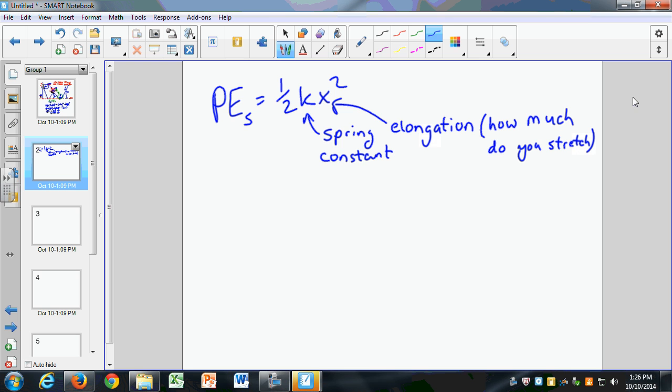Yes. Oh, the S is short for spring, because we're talking about springs. But this is elastic potential energy.